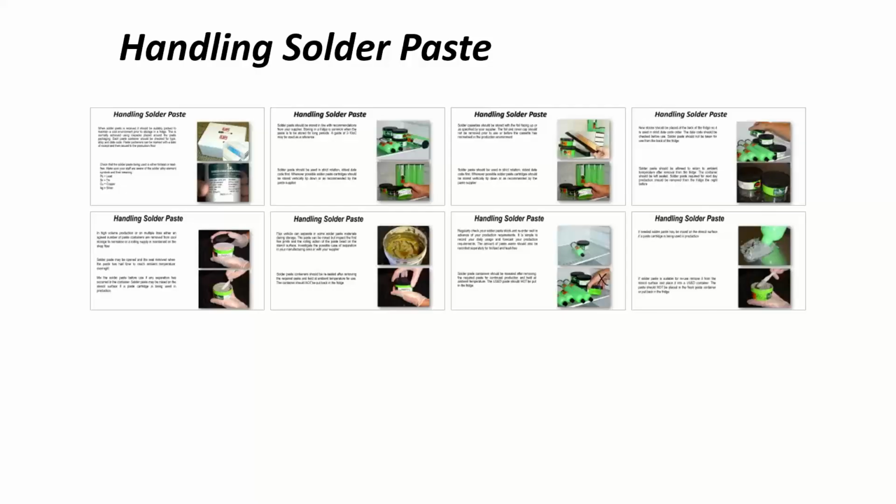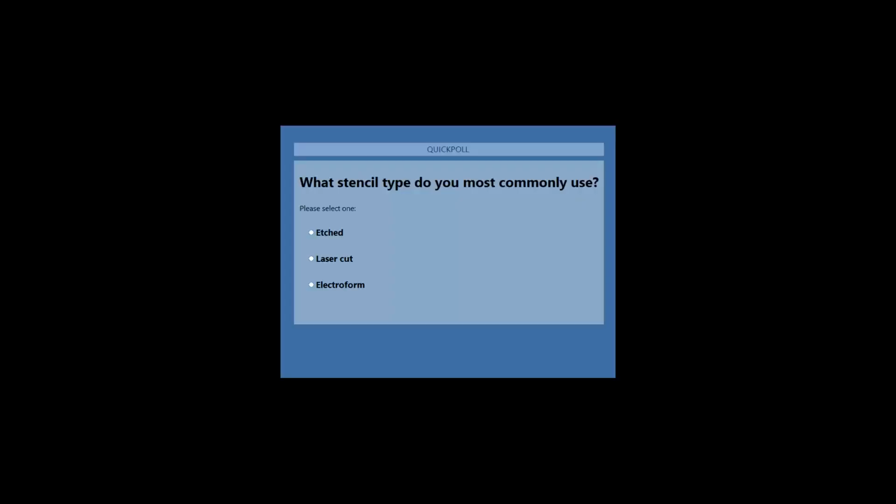So we're over 90% now, so I'm going to close this survey and I'm going to move on to the next one. So the next survey question is, what stencil type do you most commonly use? What stencil type do you most commonly use today in production? So you've got 3 examples: etched, laser cut, or electroform. So 3 different stencil types. We're up at 70% votes so far. We'll stop when we get over 90.